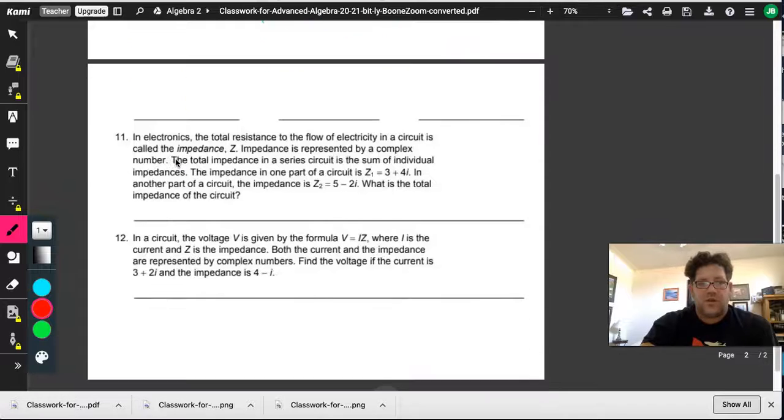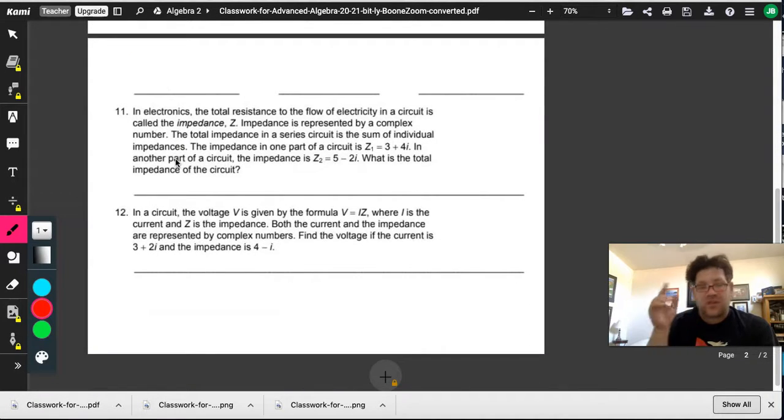All right, part two. Here we go. So for these two problems, these are the electrical engineering things I had talked about. They do them with circuits and stuff.